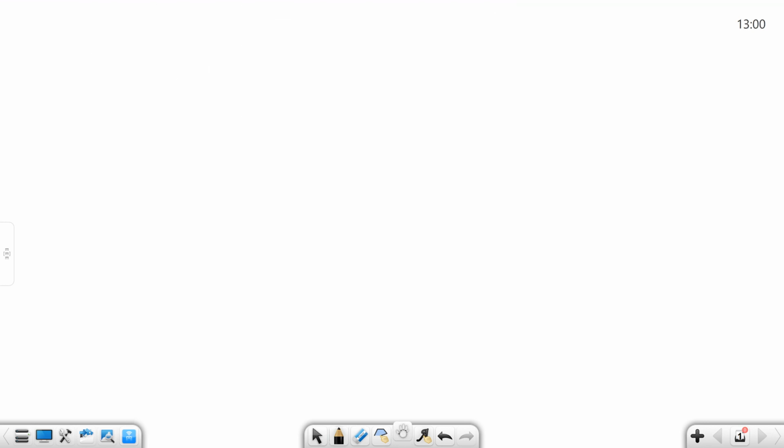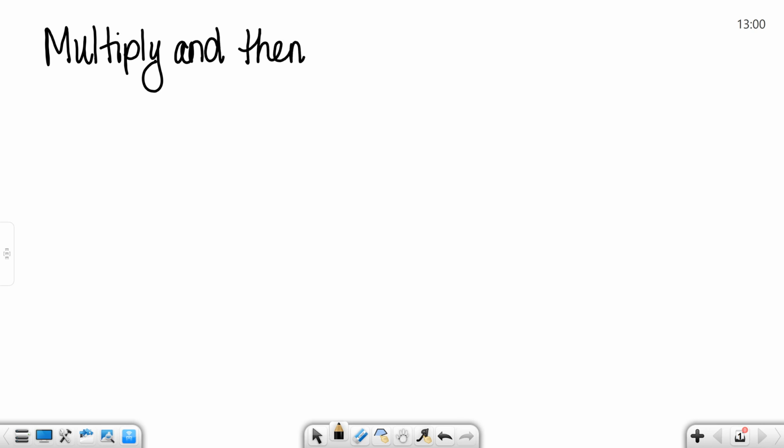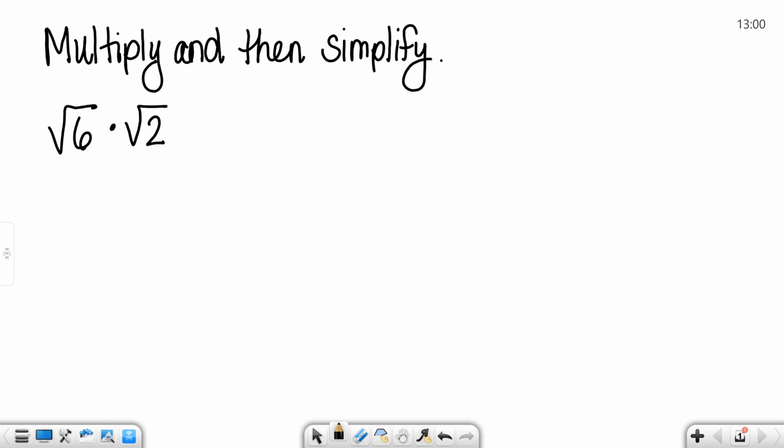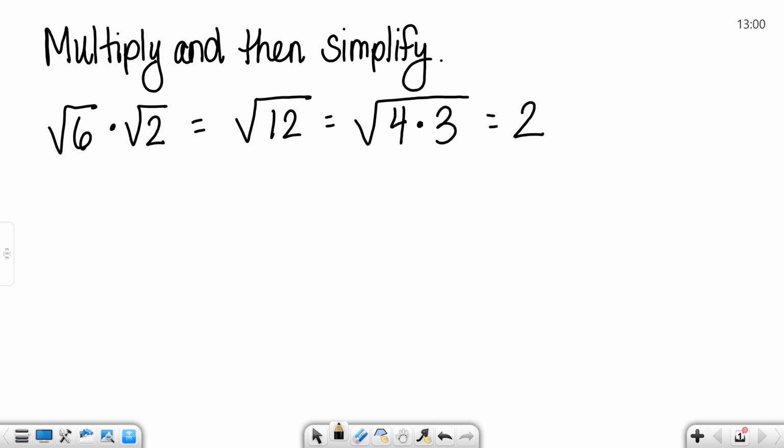Okay, let's try something a little different now. This time, instead of just simplifying, we are going to multiply and then simplify. Now here's why. You can't simplify the square root of 6 or the square root of 2. So I'm going to go ahead and multiply and get the square root of 12. Now, the square root of 12 can simplify because I can change that to 4 times 3. I can take the square root of 4, it is 2, so it comes out, and the square root of 3 stays there. So my answer will be 2 times the square root of 3.